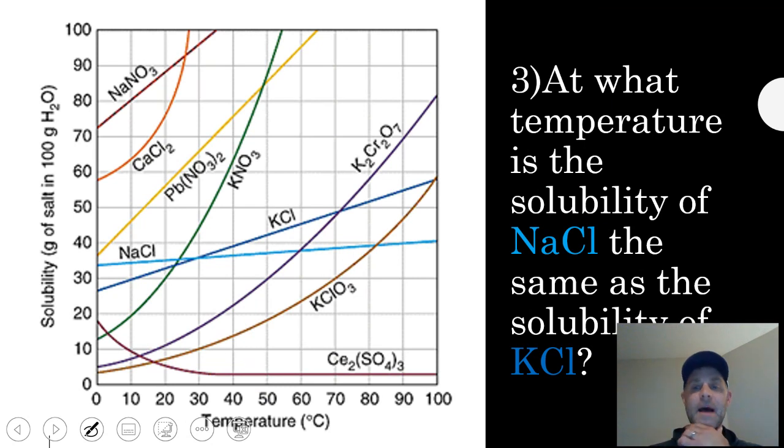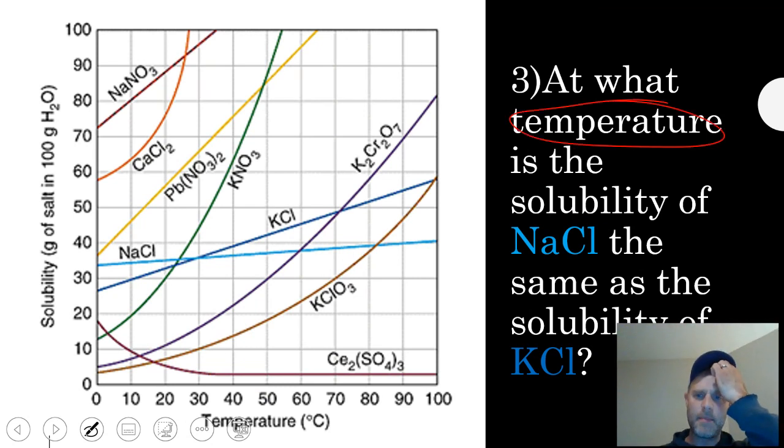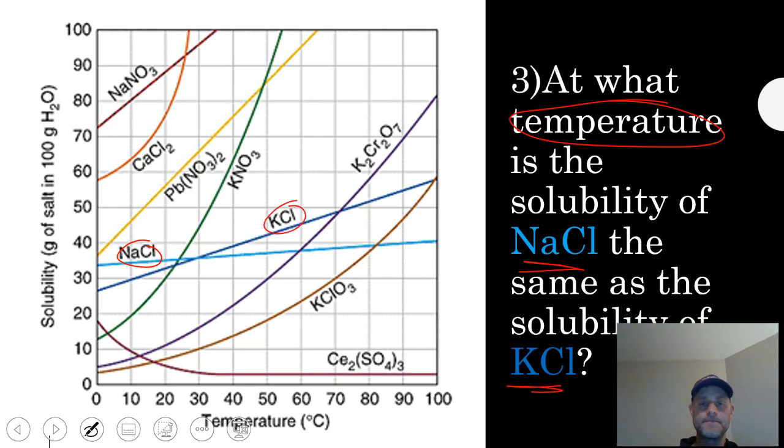Now, this is kind of the opposite. I'm not asking for how much can dissolve. I'm asking for what temperature. So again, I'm using that sodium chloride, that light blue line, but now it says, at what temperature is the solubility of sodium chloride the same as potassium chloride? Oh, shoot. So potassium chloride is the dark blue line. Is there anywhere where those two lines intersect?